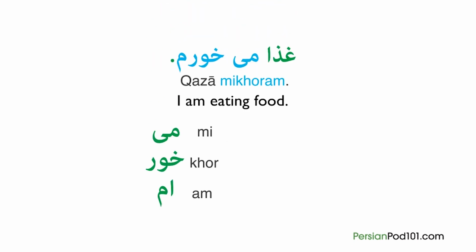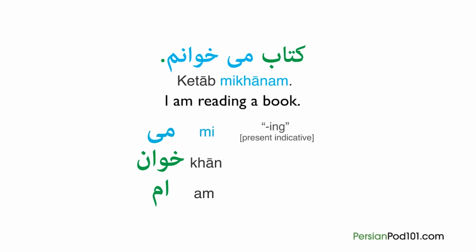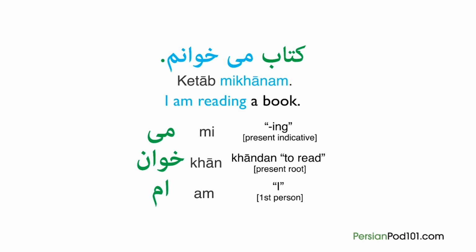So, to make the present indicative of a verb, you just need to know the present root of the verb. Then, by adding mi to the front of the verbs and adding the personal pronoun to the end, you can make a present indicative. For example, میخورم, mi plus khor plus am. I am eating. میخوانم, mi plus khan plus am. I am reading.